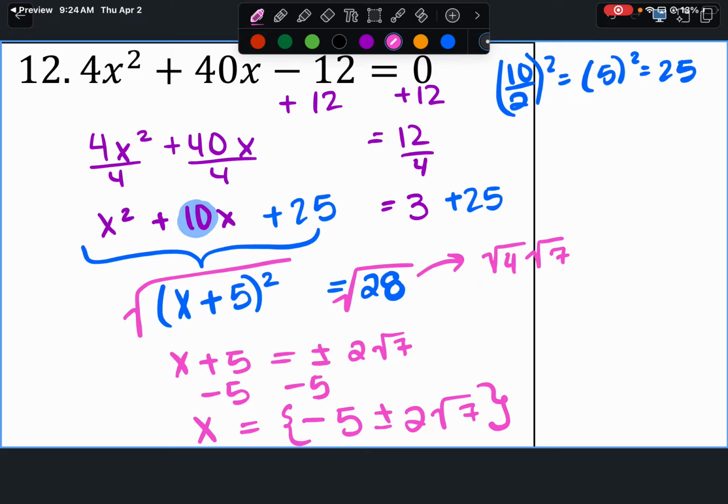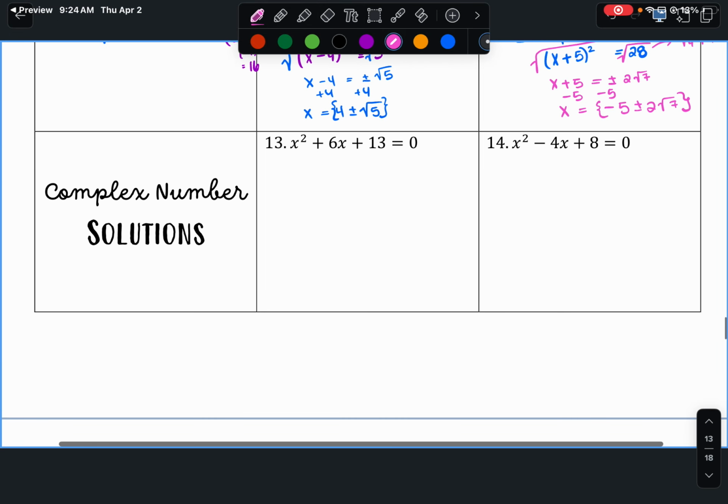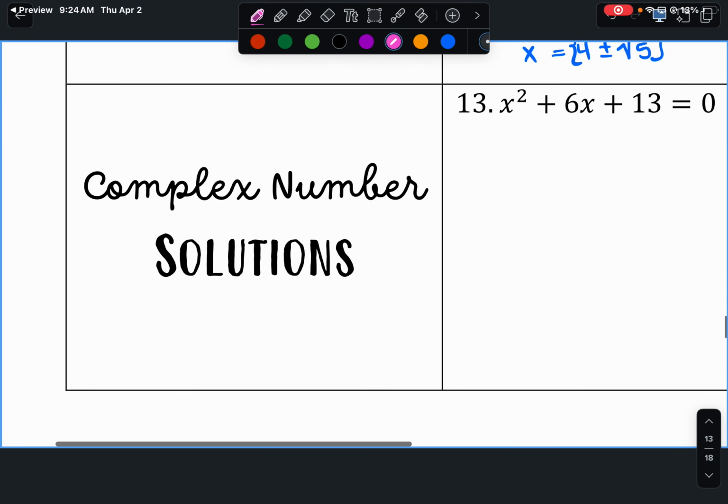Now, this is a perfect square trinomial. We can factor it to what? x plus 2 squared equals, now use your calculator to tell me what that is. You are not strong with fractions? Negative 5. Mm-hmm.